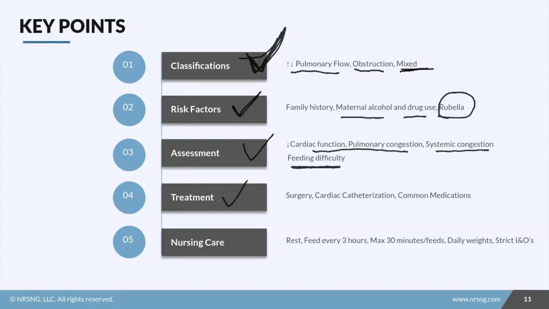Treatment is going to be a combination of surgery, cardiac catheterization, and then those common heart failure medications that we talked about. And then your nursing care is all about promoting rest and creating a feeding schedule that's going to help that baby thrive, and then watching out for signs of respiratory distress and fluid overload as well.